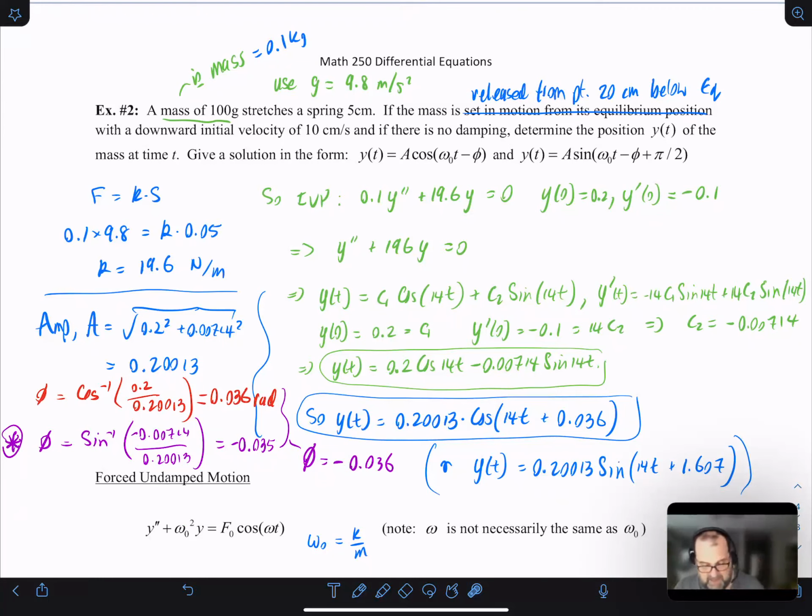We can then, well, we have our mass. We don't have to calculate it. So that is given to us. So that determines this differential equation: 0.1 y double prime plus 19.6 y equals 0. And then we have initial conditions here.